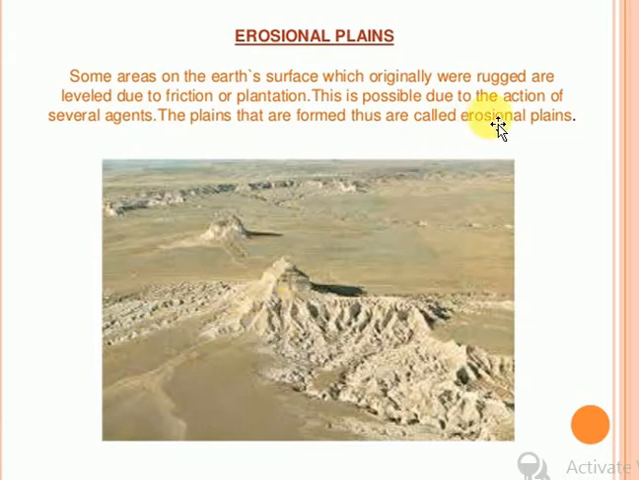So due to the rugged level of the earth's surface, which was originally rugged, it is leveled due to the friction of these agents like air, high speed winds, rain, temperature, and climatic conditions. All these are agents of gradation which have leveled down this high elevated structure into plain areas, and this is how the erosional plains have been developed.